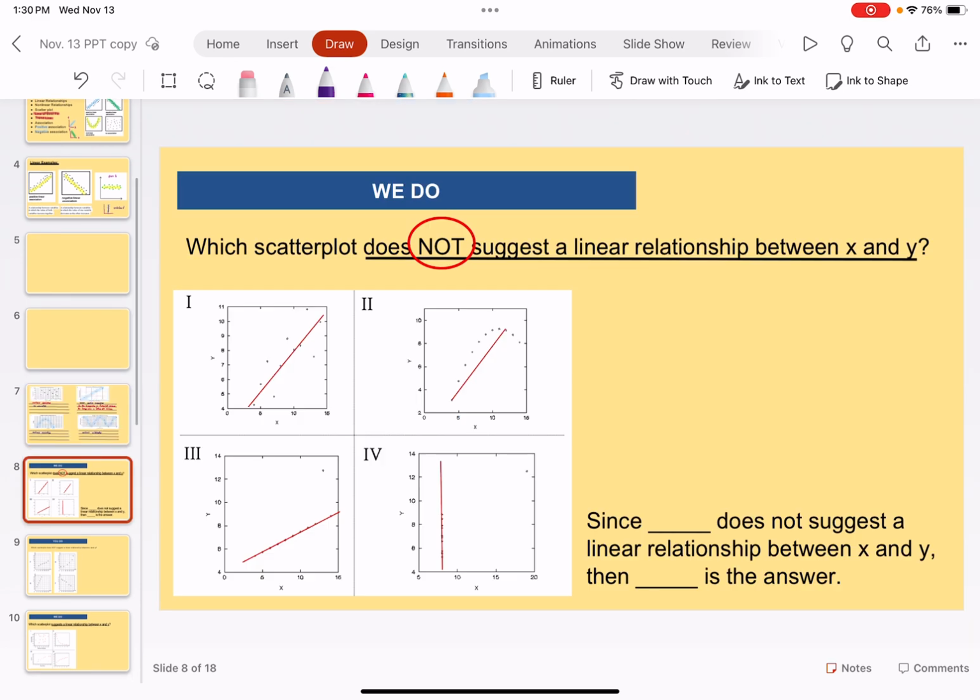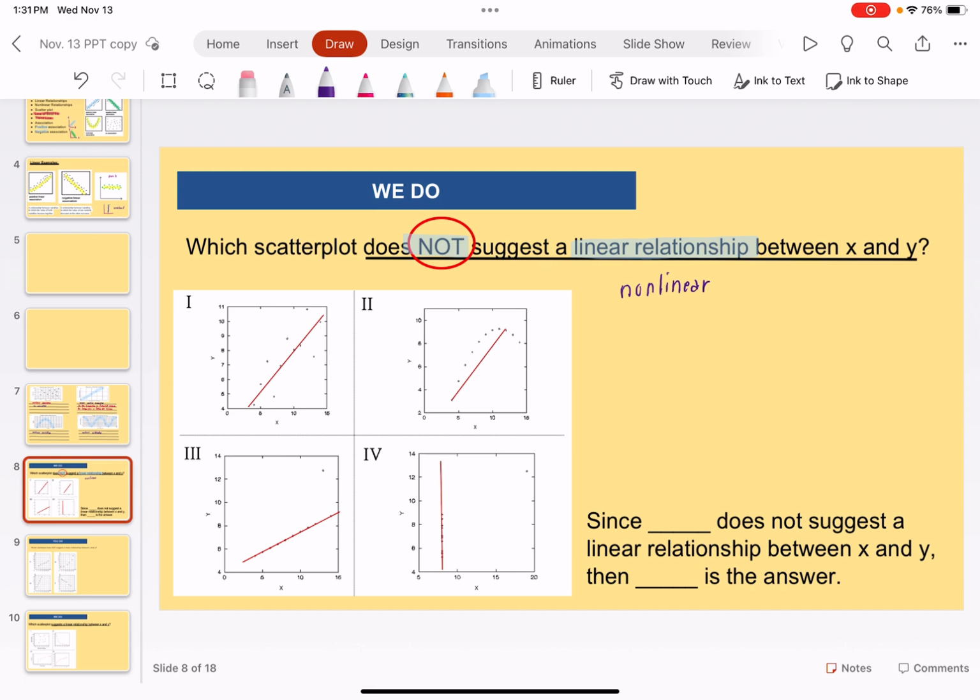Okay, this we do is asking which scatter plot does not, keyword not, suggest a linear relationship between x and y. So if it says not linear, that is the same thing as non-linear. So we have answer choice 1, 2, 3, and 4. So you can see on all of them, they have a straight red line, right?